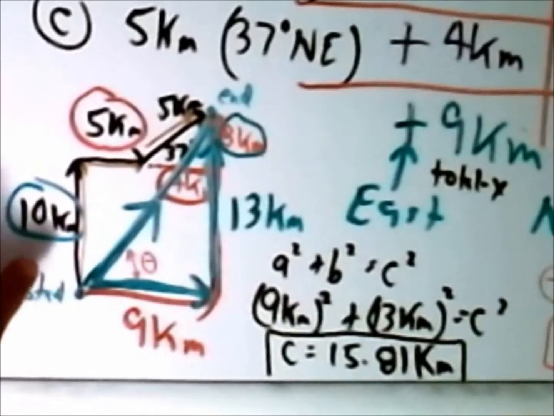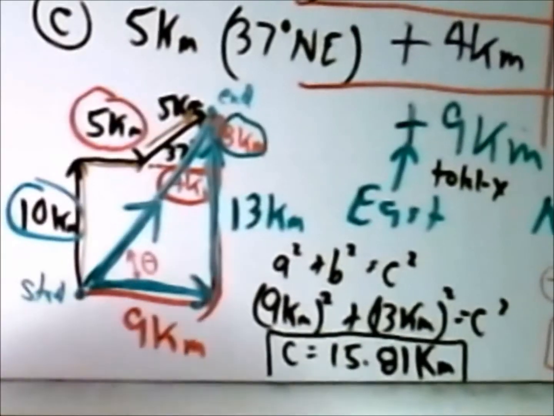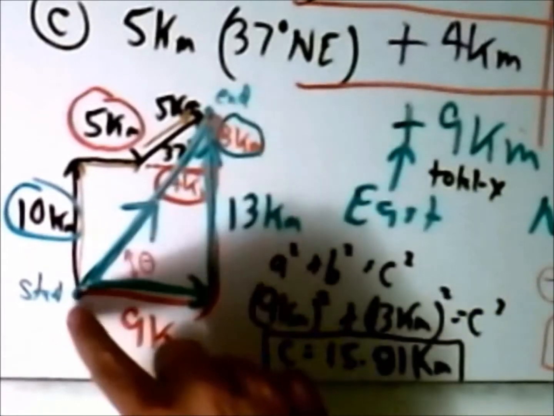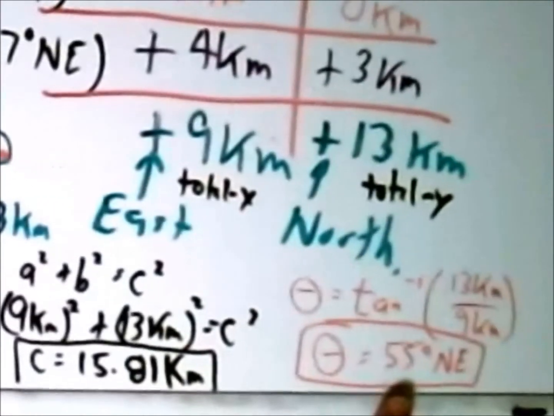So if somebody were to do this, they would end up walking 10 kilometers plus 5 kilometers plus 5 more kilometers. They would walk through a distance of 20 kilometers, but they would only be displaced from their starting point by 15.8 kilometers at a 55-degree angle.